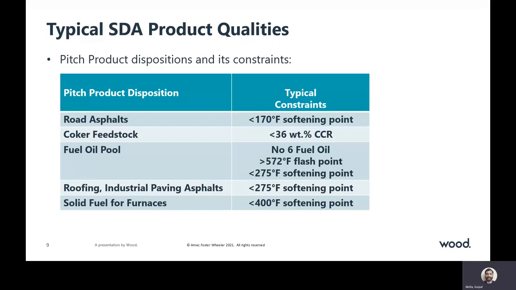For the pitch product, I typically list softening point as a constraint. But as you see, the pitch product from SDA serves as a raw material for the above list of products. The pitch product requires other additives, binders, and mixing products to conform to the full quality specification of each disposition. Discussion on this is outside the scope of SDA technology.